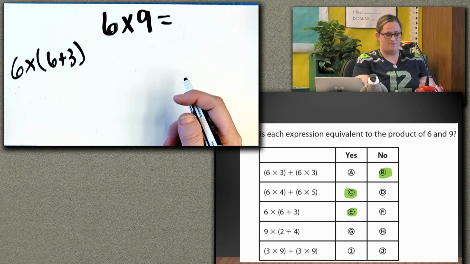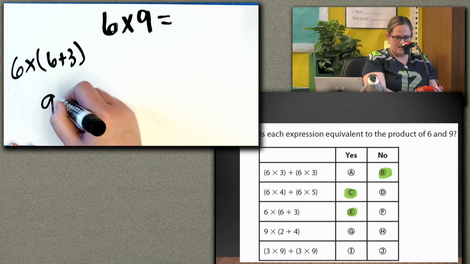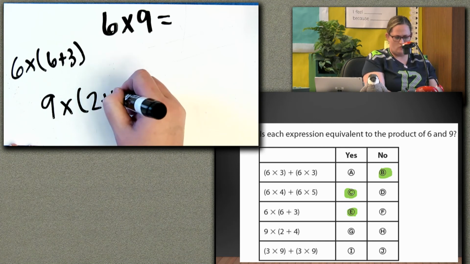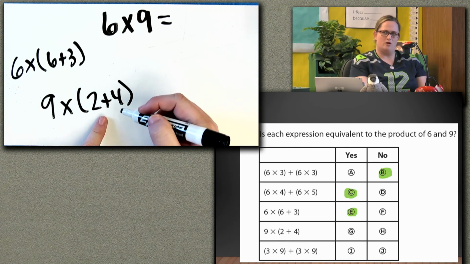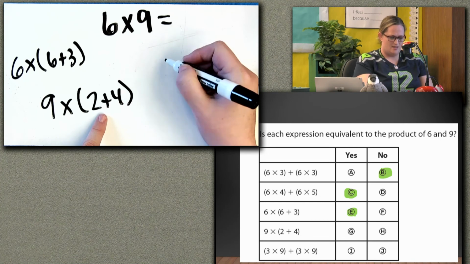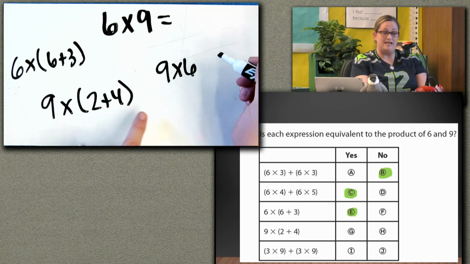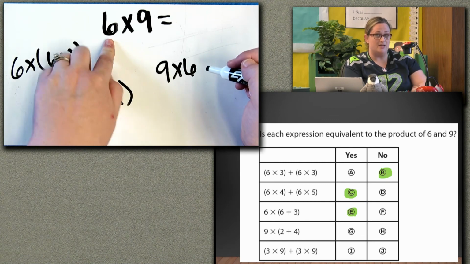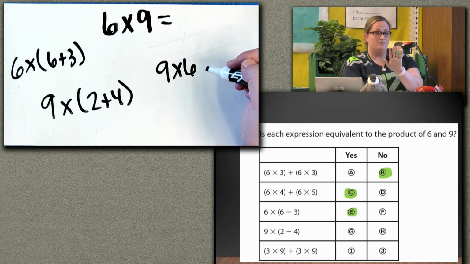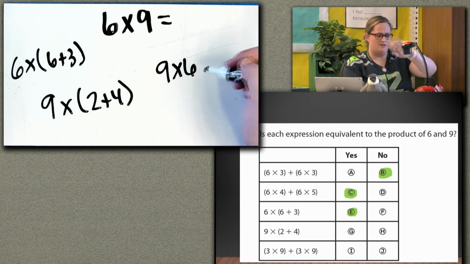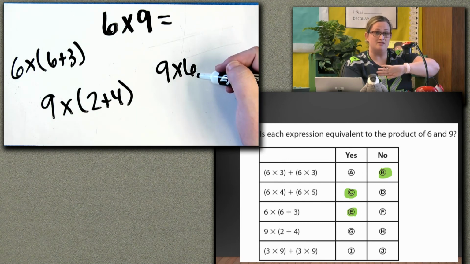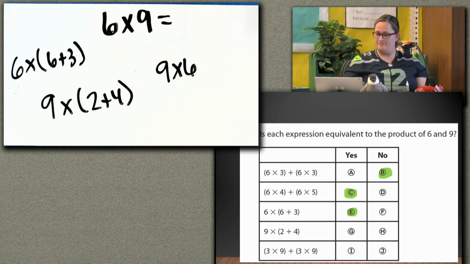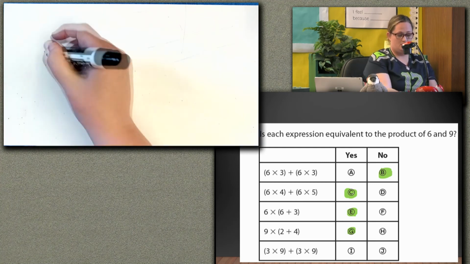Okay, the next one. 9 times 2 plus 4. What is 2 plus 4? 6. 9 times 6, is that equivalent or the same as 6 times 9? Think about back to that problem where we did the 5 times, I think it was 8, and then we flipped it, right? Are these equivalent? Do they make the same amount? Yes, they do.